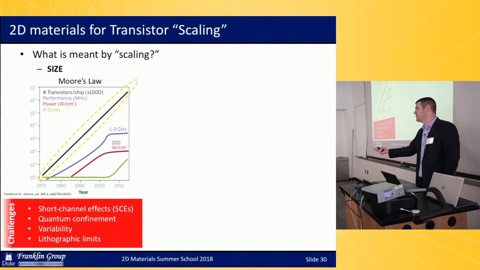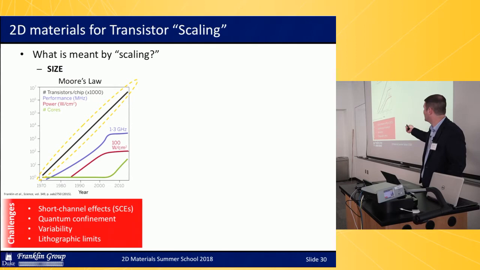We need the device to be smaller. There are a lot of other implications to that, as plotted through the other curves in this plot here, the blue, red, and green, that I won't get into. But the net challenges are that you have short channel effects by scaling the channel length. You have quantum confinement issues with traditional semiconductor materials. And you have limits in the overall processing.